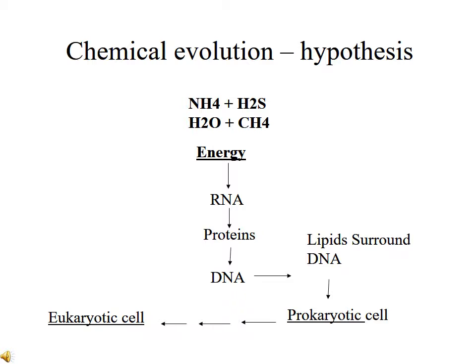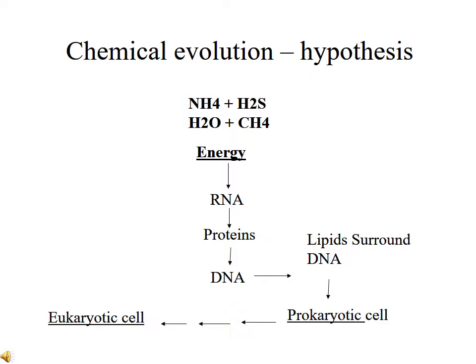All of us are familiar with RNA. Now, RNA, we know, can produce proteins. Once proteins are produced, then the proteins can work with RNA to produce DNA. We have evidence for this. So, we have gone from RNA to proteins to DNA.